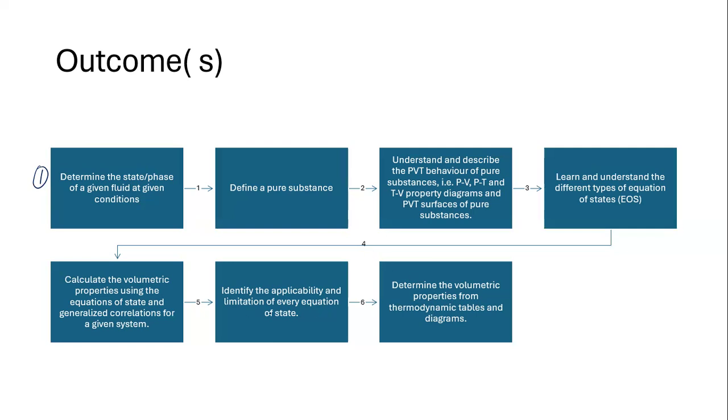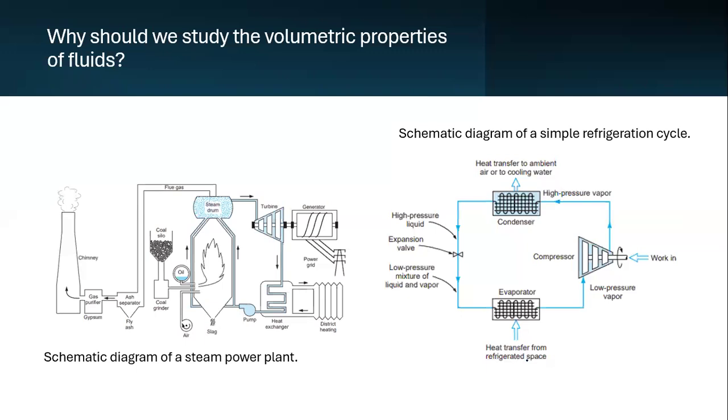And therefore, another outcome that we're going to look at, we're going to have to identify the applicability and limitations of every equation of state, right? It is self-explanatory. Just identify, right? And limitations. And then the last one, we're going to learn to determine the volumetric properties from the thermodynamic tables and diagrams, which I believe we are familiar with from Thermodynamics 1, right? So these are basically our outcomes.